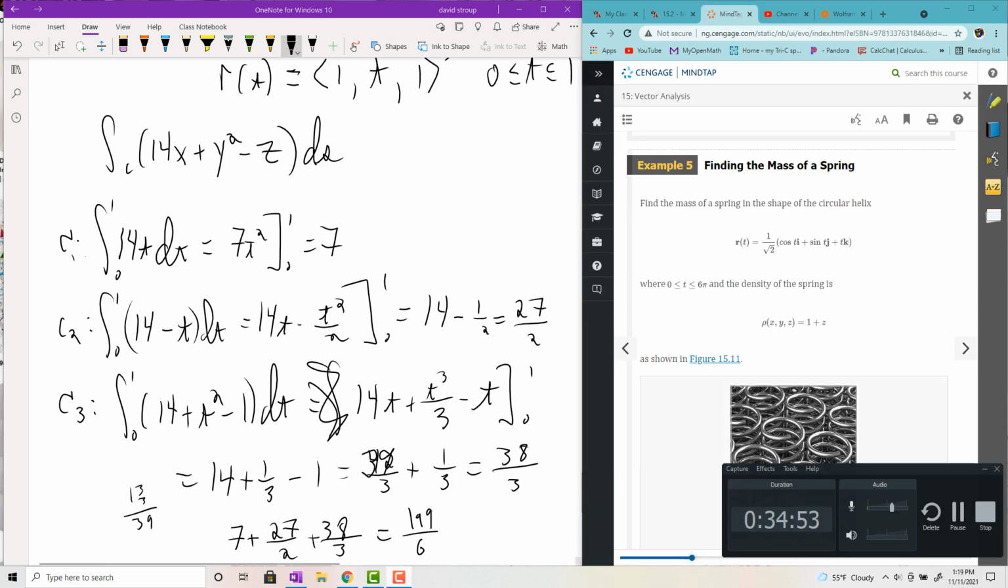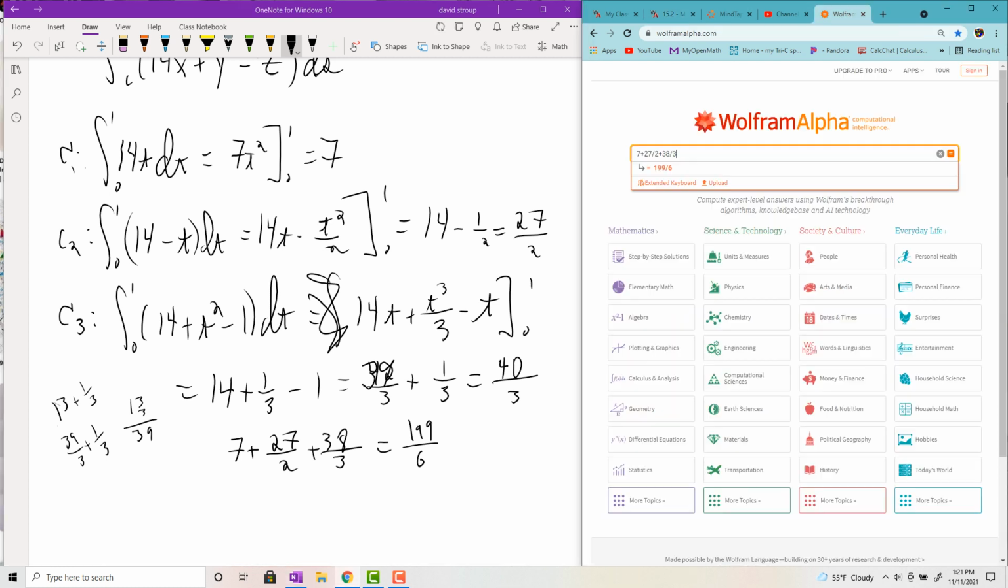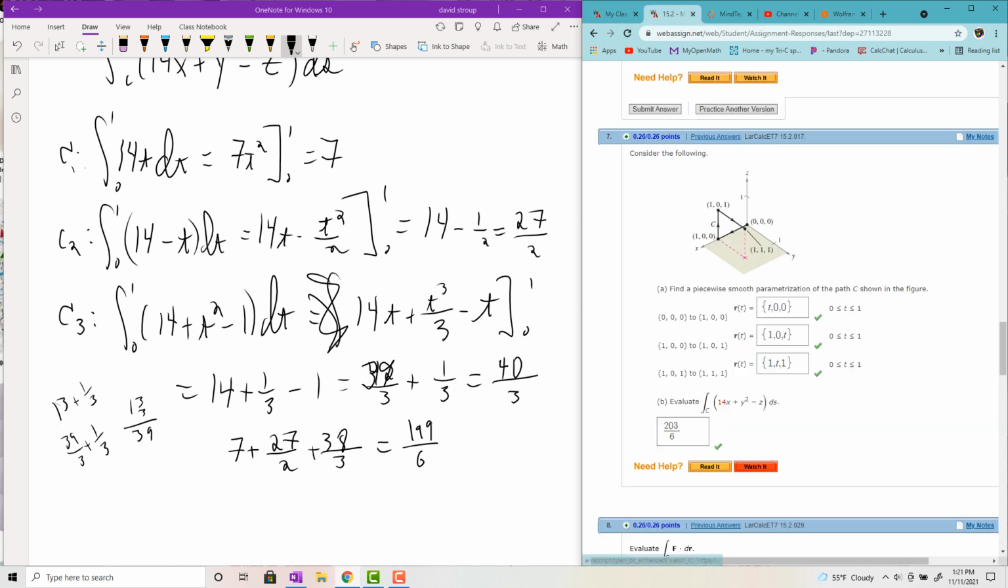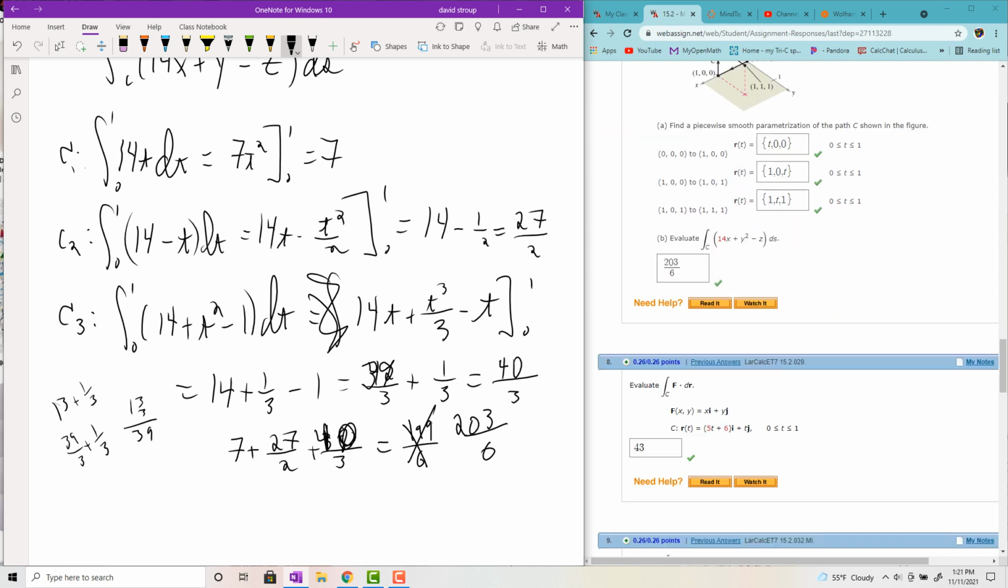Hold on. I think I found it. 39 thirds plus 1/3. Turns out that that's equal to 40 thirds. Who would have thunk, right? Let's go back to Wolfram. Hopefully that'll do it. 203 over 6. Sweet. This should be a 40 right here. Okay, sorry about that. Okay, so that's the space version.